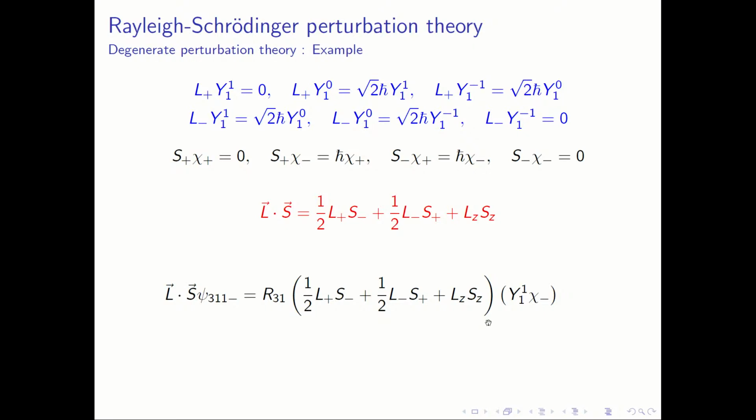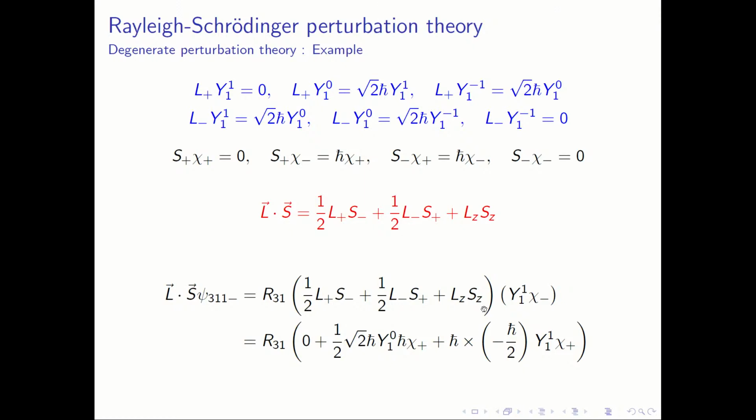Now it's pretty easy to figure out what this is going to be. You just need to apply these three terms separately. The first term, of course, L plus acting on Y11 kills the first term. In fact, S minus acting on chi minus would also kill the first term. So you get 0. The second term, L minus acts on this to give you Y10 with a root 2 ħ. And S plus acts on this to give you an extra ħ, so ħ chi plus.